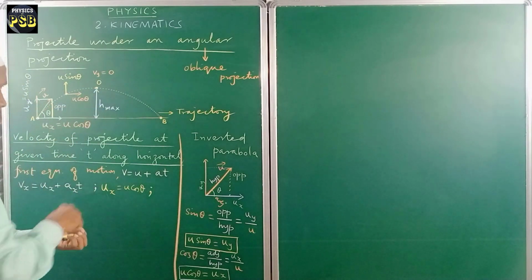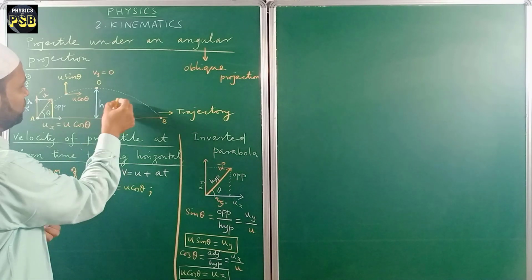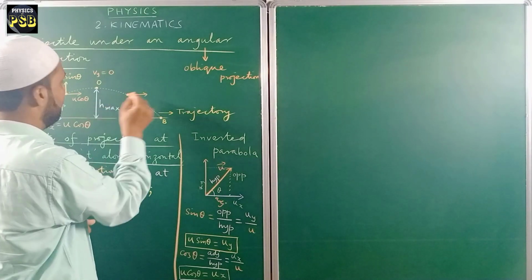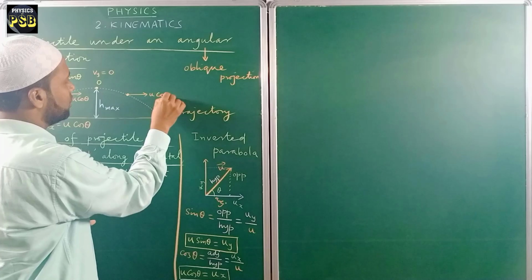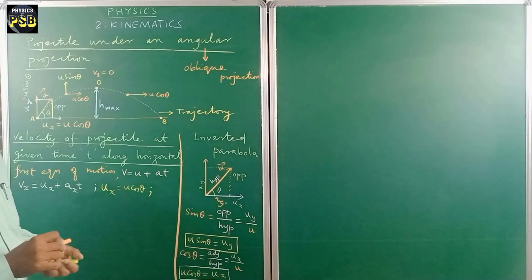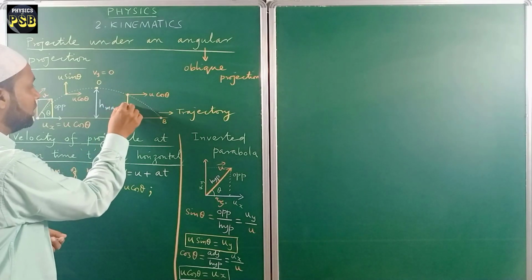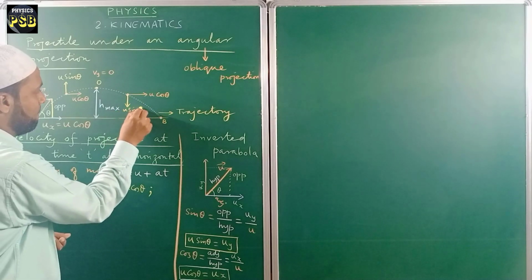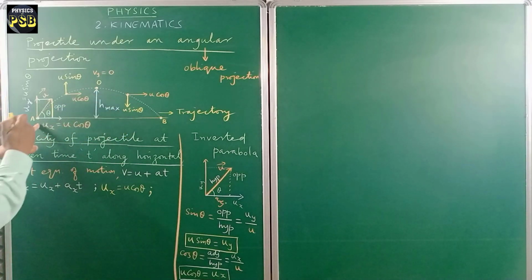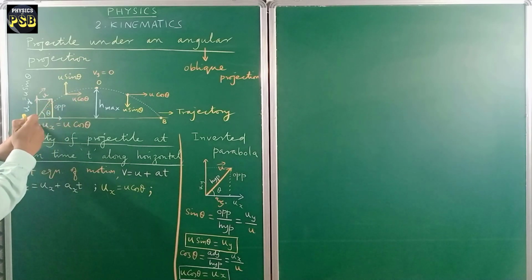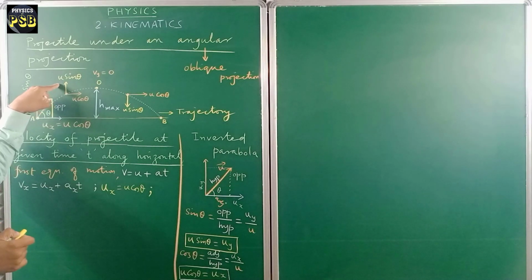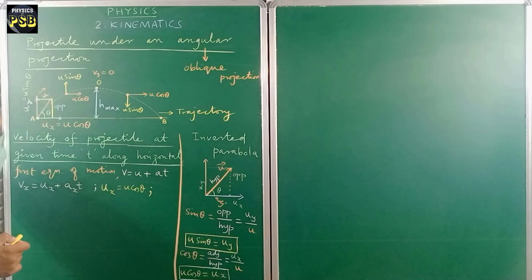Then, I'll take one more point here. At this particular point, the horizontal component is acting in just the same direction. But the vertical component acts in the downward direction because the object has started moving downward, whereas here the object is moving upward when it travels from A to O. Clear? So the vertical component of velocity is acting upward at this particular point.